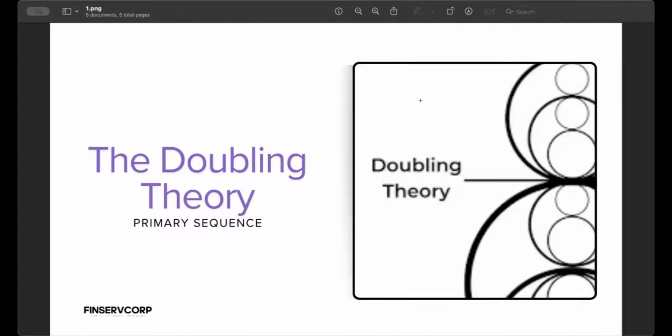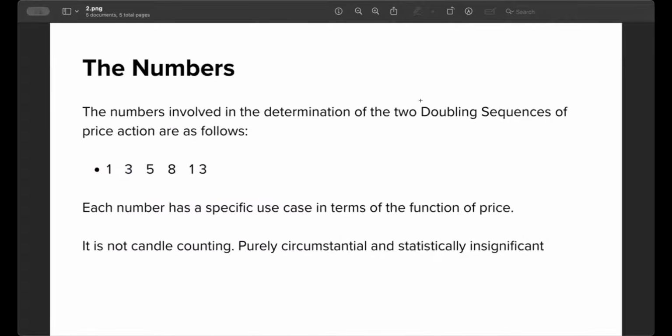Okay, so we're going to be talking about the numbers. Now, this is something that a lot of people cannot seem to crack. Don't worry, you're not going to be able to crack it, but I will give you the sequence of how things are supposed to be done. So there are two sequences. In this video, we are going to be talking about the primary sequence.